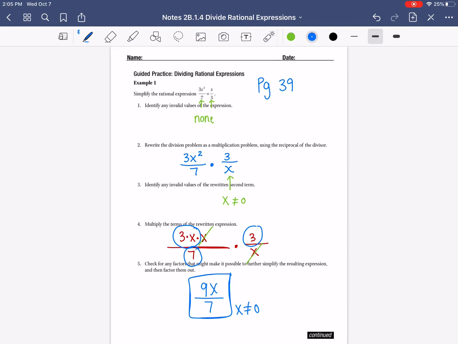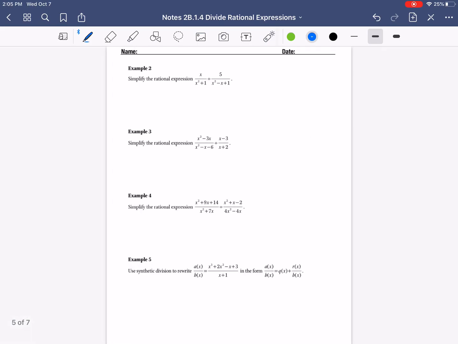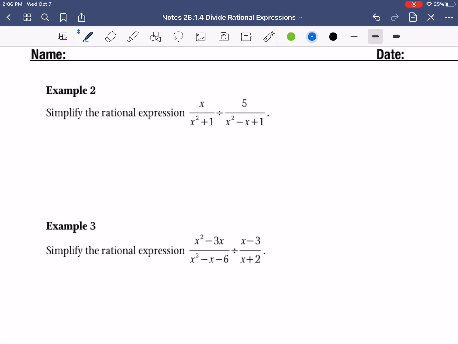So very similar to what we did yesterday. This was a monomial problem. There's no plus or minus signs. Let's go to example number 2.